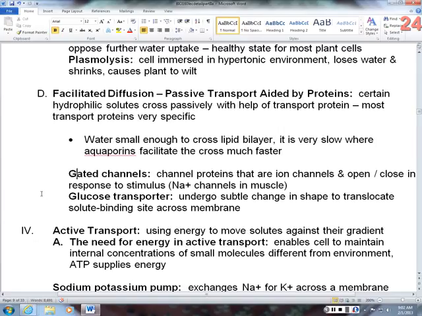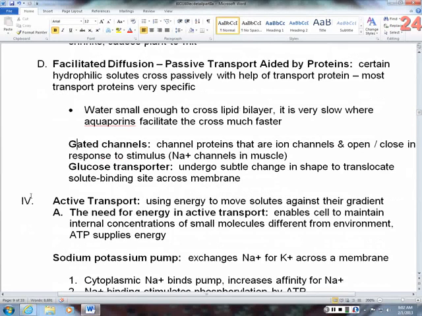So glucose transporters are going to undergo subtle changes in shape to translocate the cell binding site across a membrane. So what's something that a glucose transporter is going to need to work in a human? What do you need to be able to absorb the glucose into your cells? Insulin. So if you don't have insulin, your glucose transporter is not going to work.